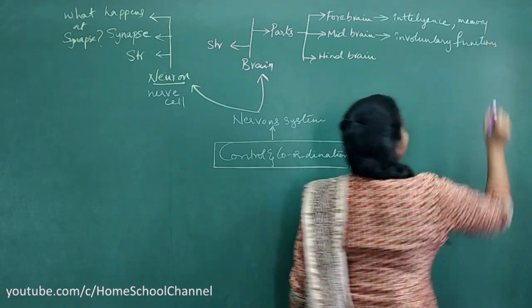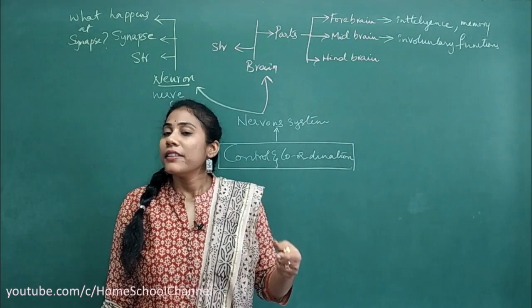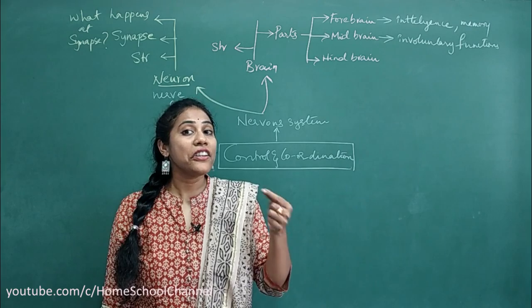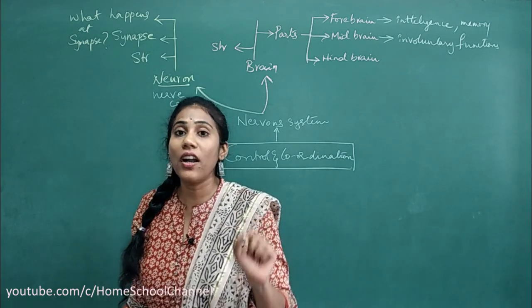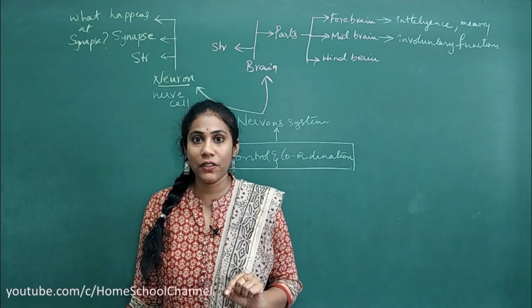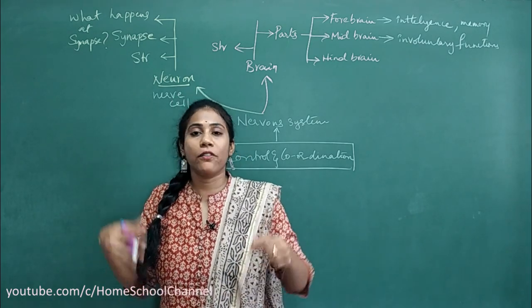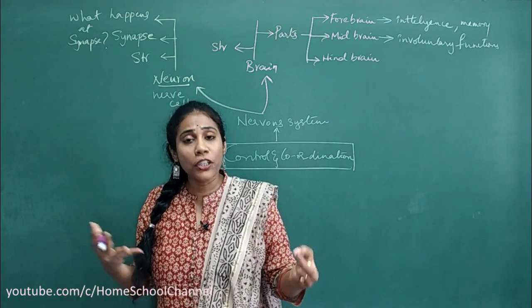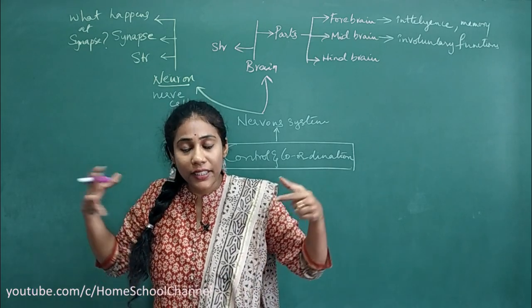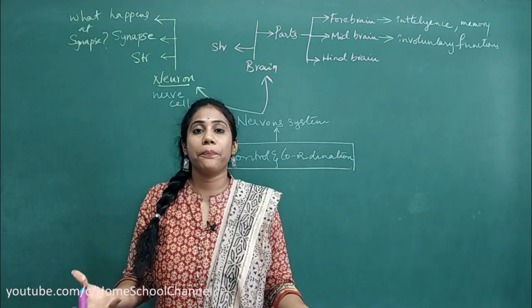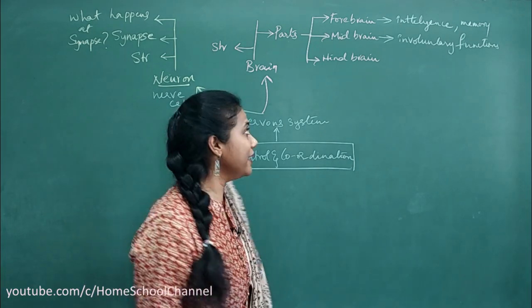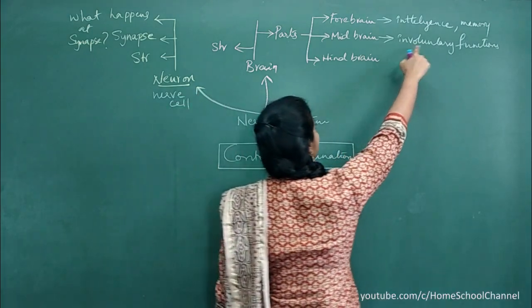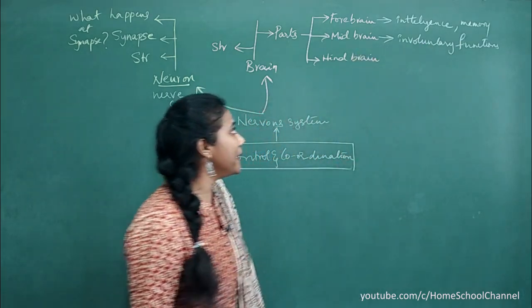So what do you mean by involuntary functions? The functions which are not under our thinking process control are called involuntary functions. Like heartbeat, vomiting, sneezing. If you want to control them, you can't do it. Your thinking process can never control them. So such functions are called involuntary functions, right? And such involuntary functions are controlled by midbrain.